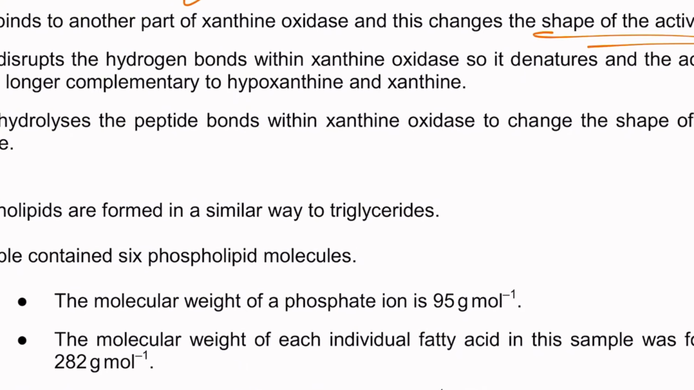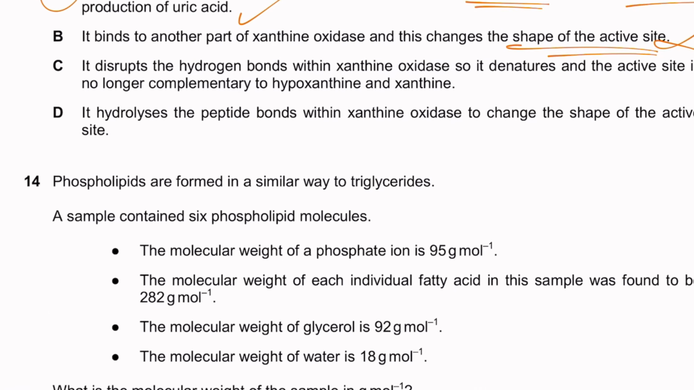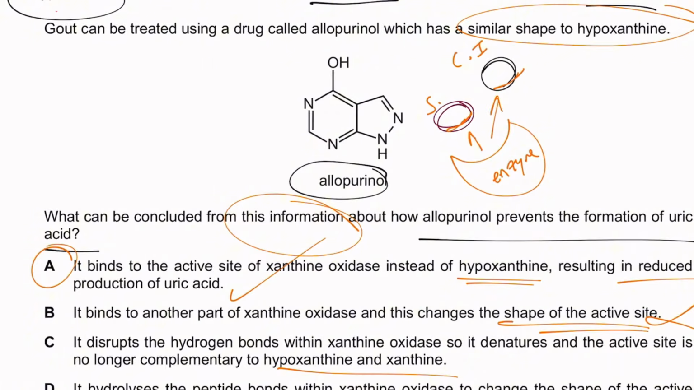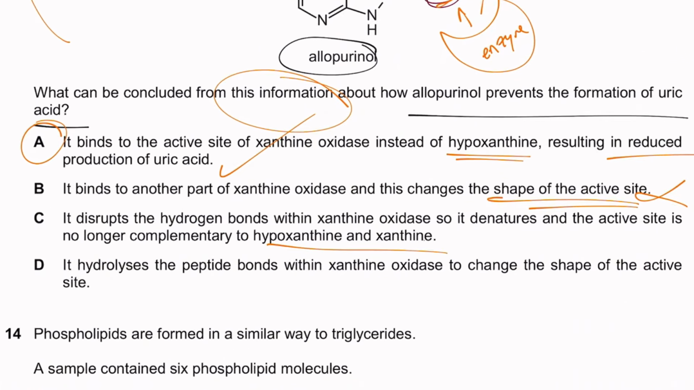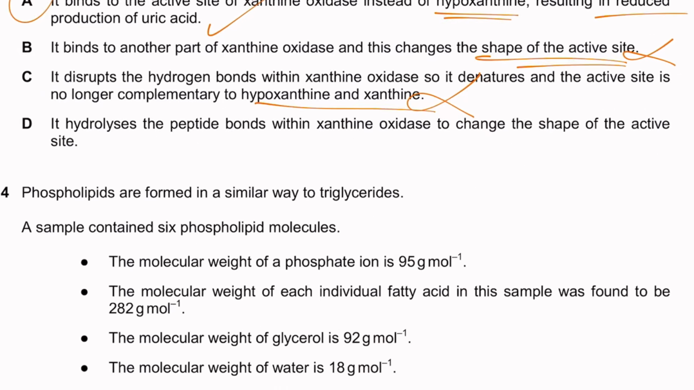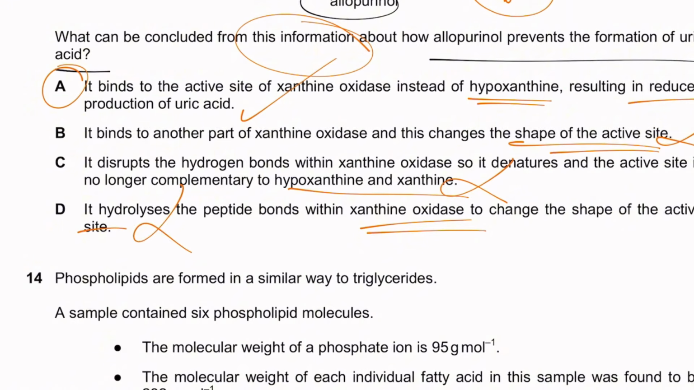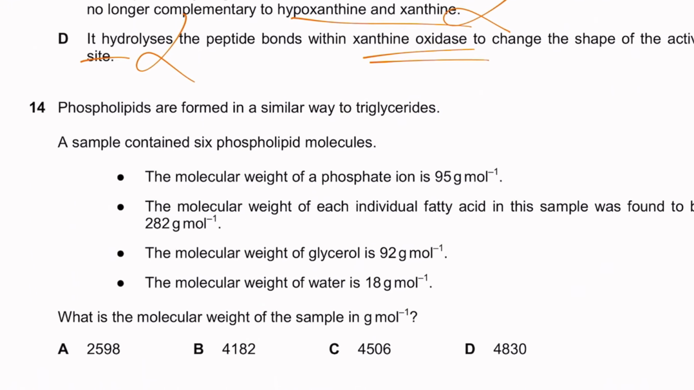It disrupts the hydrogen bonds with xanthine oxidase, so it denatures, and the active site is no longer complementary to hypoxanthine and xanthine. No, because if it denatures, this is the action of things like different chemicals or things like the pH or temperature, but definitely not due to this chemical, especially since they didn't list any information about its capability to do so. So this is wrong. It hydrolyzes the peptide bond with xanthine oxidase to change the shape of the active site. Of course, if it's a protease enzyme and if they listed that, I would have chosen this, but again, this is wrong, and so A is the answer based on the information provided.